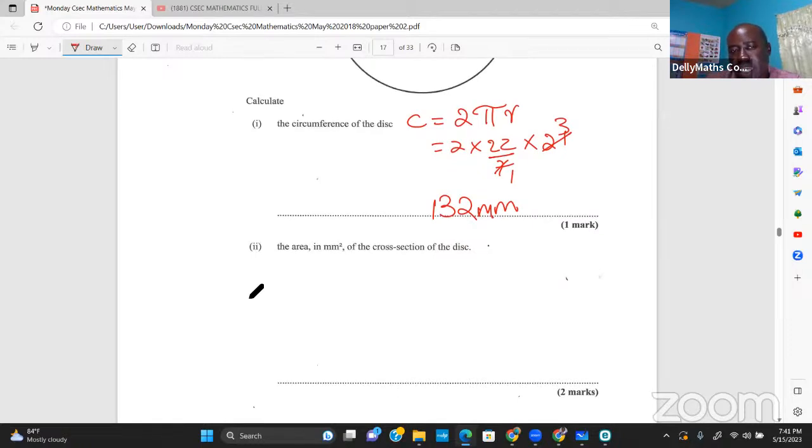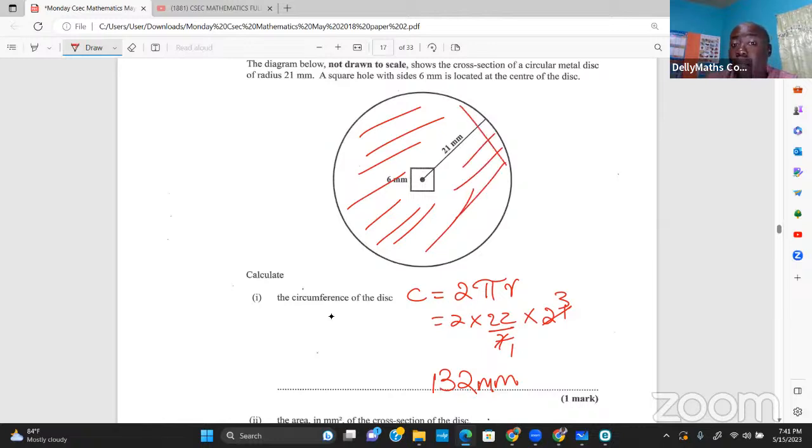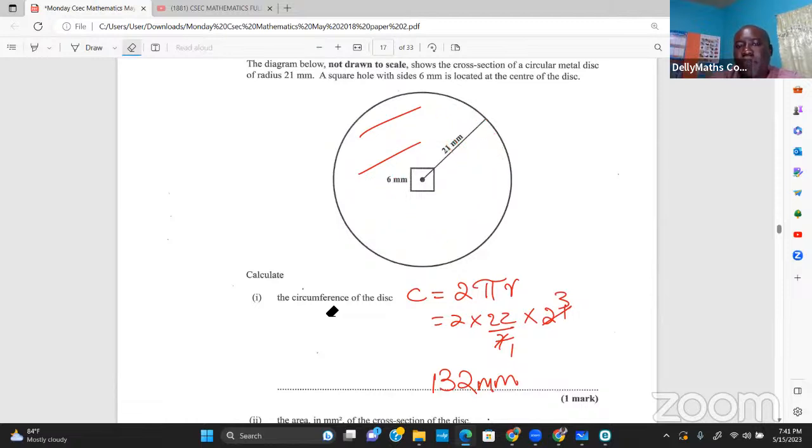The area in millimeters squared of the cross section. So now we're going to have to think. Cross section they're talking about, area of the cross section. Now the cross section is actually the entire thing except the hole, because there's a hole in the middle, you notice? There's a square hole. So what I'm going to have to do is find the area of the circle, and then subtract this hole because this is an empty space. So I'm going to find the area of the circle and then pluck out the area of the little square down there. That's the concept.